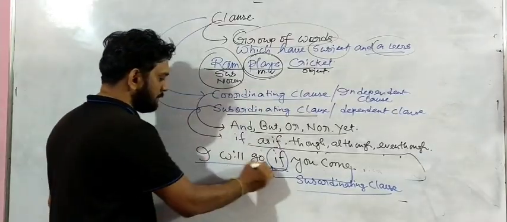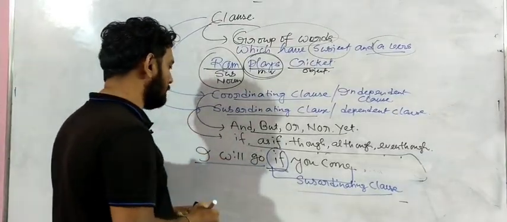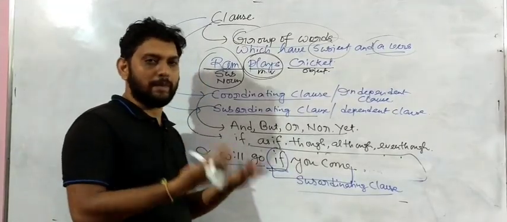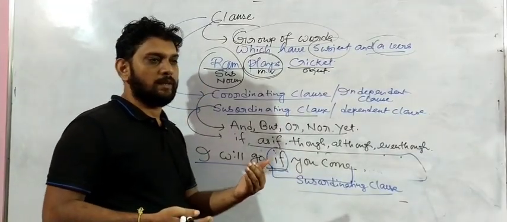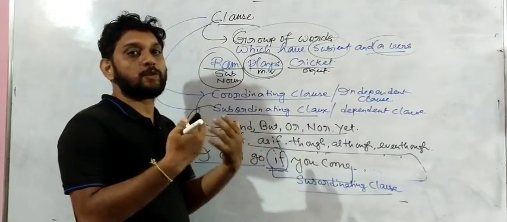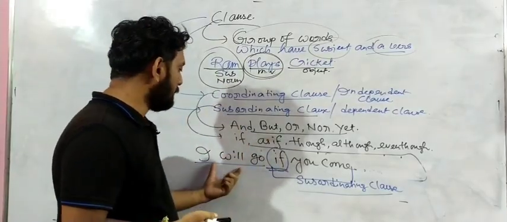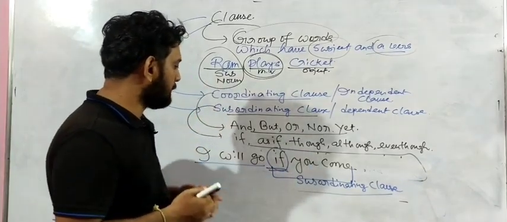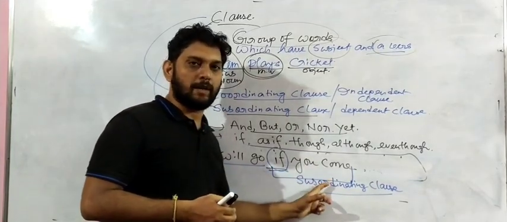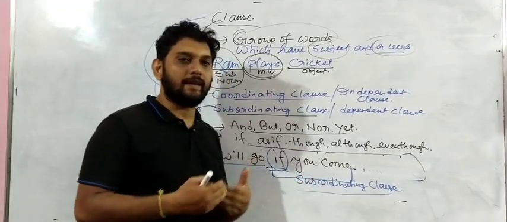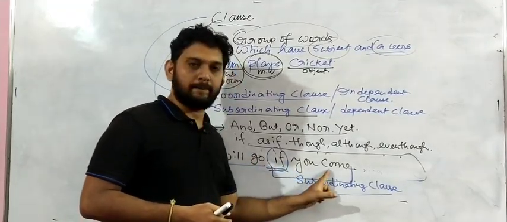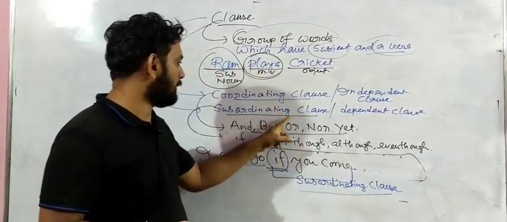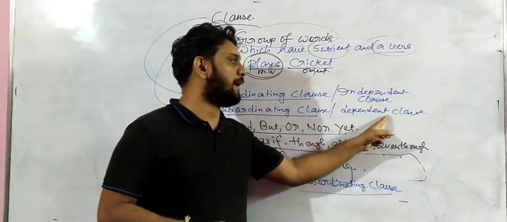And I will go if you come. I will go, it expresses its own meaning very easily. I will go, that means it expresses its own meaning. It is independent. And you see, if you come, it is dependent. If I say if you come, it is a subordinating clause, and the subordinating clause I have written over here is known as a dependent clause.